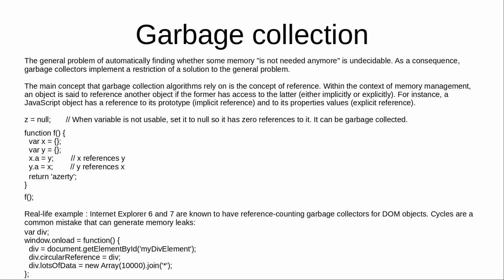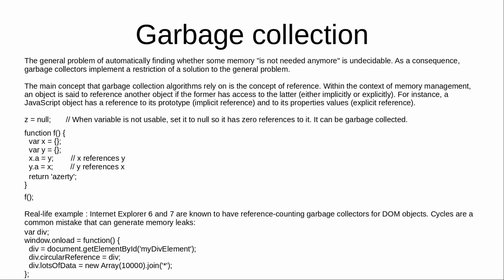Now let's look at the garbage collection theory in JavaScript. The general problem of automatically finding whether some memory is not needed anymore is undecidable. As a consequence, garbage collectors implement a restriction of a solution to the general problem. The main concept that garbage collection algorithms rely on is the concept of reference. Within the context of memory management, an object is said to reference another object if the former has access to the latter, either implicitly or explicitly.